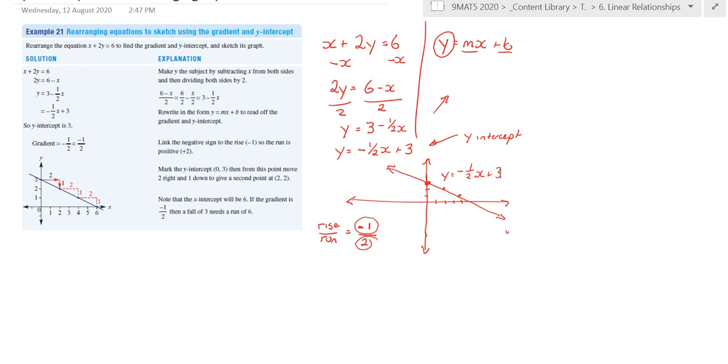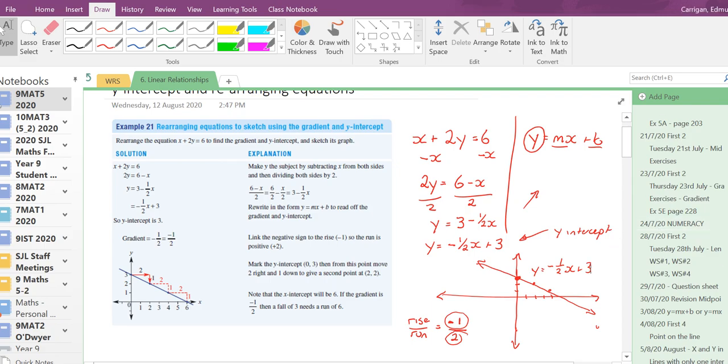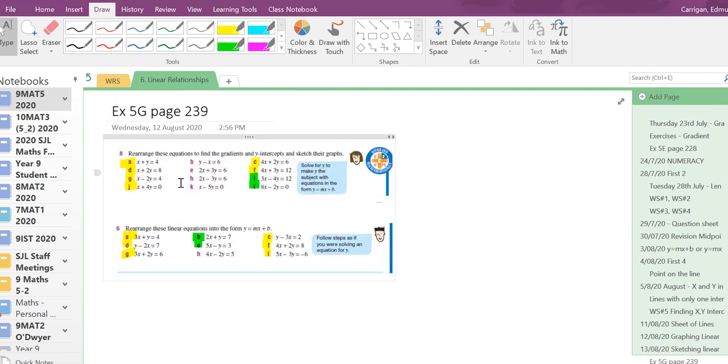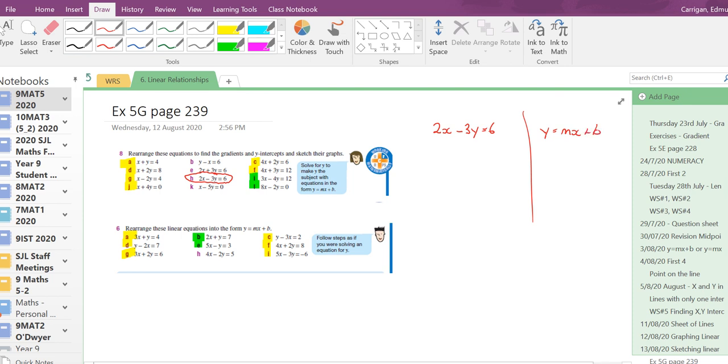Now I'm going to have a look at another question, which is in your OneNote today, exercise 5G, and I'm going to pick one out. I'm going to do H, which I haven't assigned to you. If I write that down, I have 2x minus 3y equals 6. Remembering, what I'm trying to get to is y equals mx plus b. The first thing I want to do is get the y's by themselves, only the y's on the left-hand side.